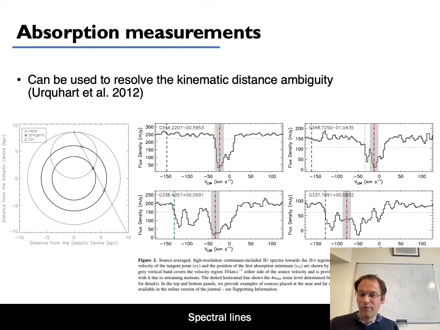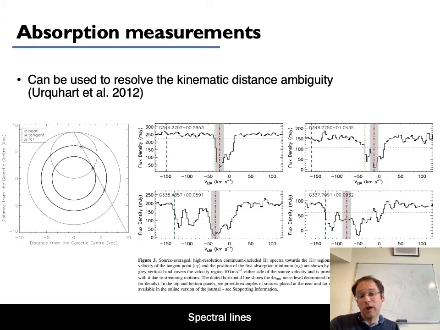So this can be done through neutral hydrogen absorption. And the way it's done with hydrogen absorption is using the fact that, by definition, the absorbing gas has to be in front of the background source, right? So that has to be true, which means that if we observe hydrogen absorption at a velocity that is greater than the velocity of our object, this means that the object has to be beyond what's called the tangent point. So it has to be on the far side distance.